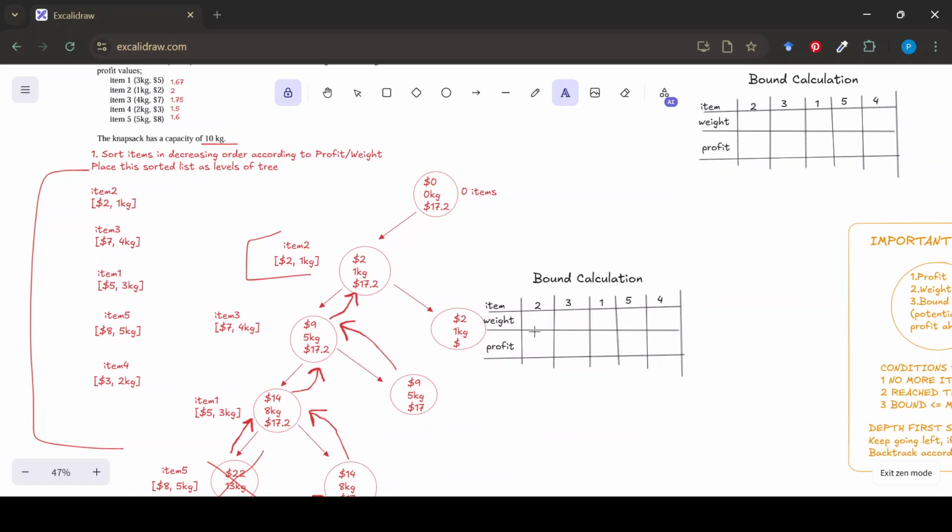Okay, so here I'm saying I have pick up item 2. So item 2, I'm saying do not pick up item 3, right? Because here we went right, and at this state it is do not pick up item 3. So don't consider.